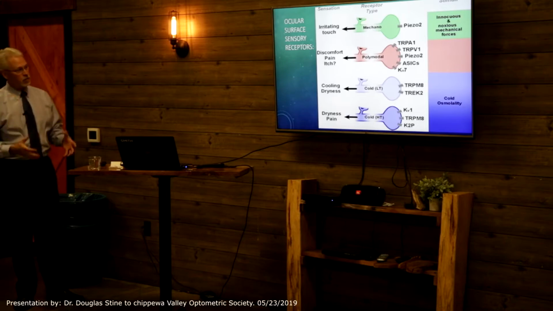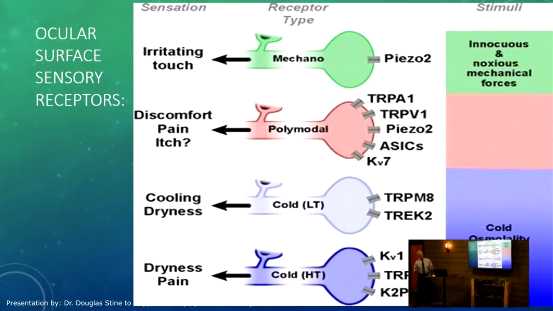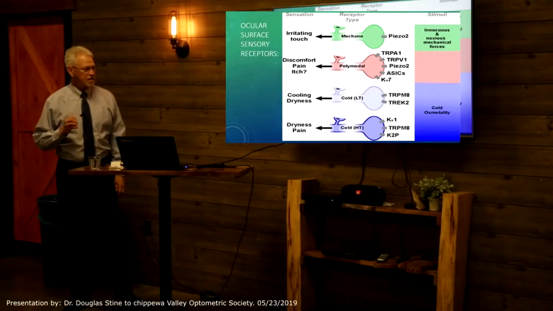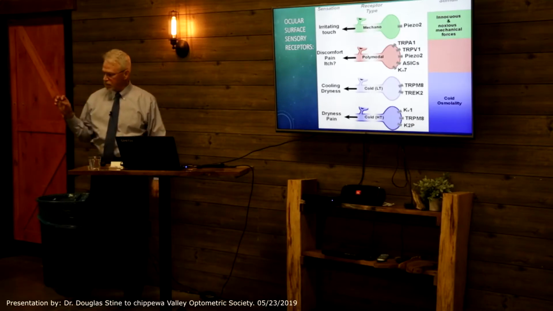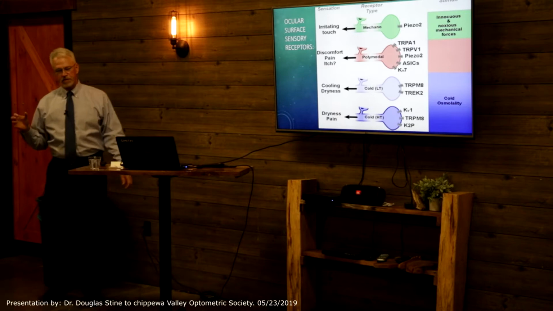There are 4 pain receptors, nociceptors, in the eye, and they have different transduction channels on them. The mechanical one is the foreign body one, where you get something in your eye and you can really feel it. That one fires like crazy. There's a multimodal one, and then these 2 down here are cooling and dryness and chemical, and they're both chemical and cold.